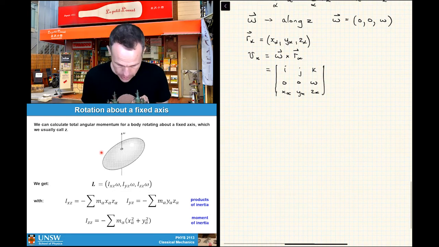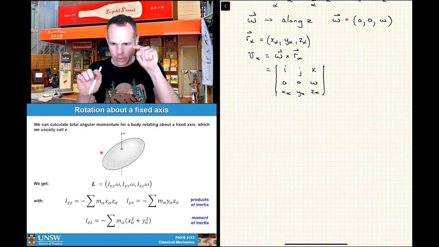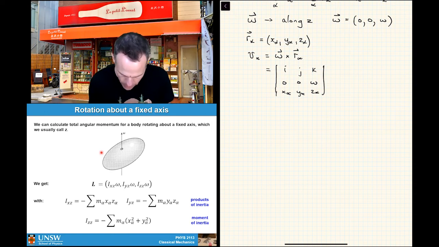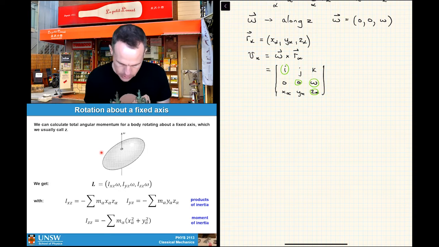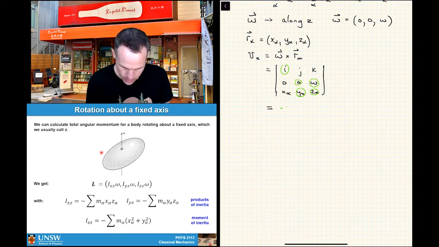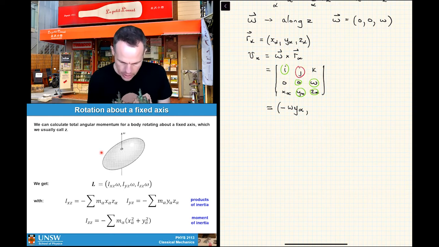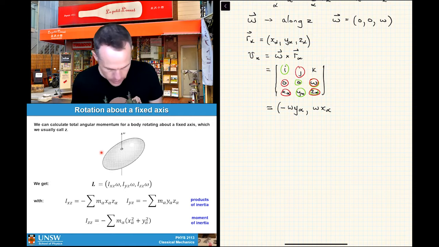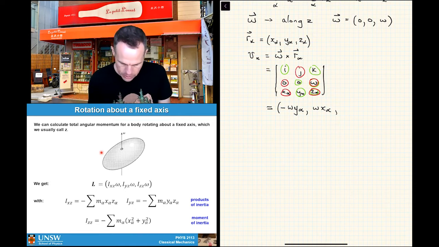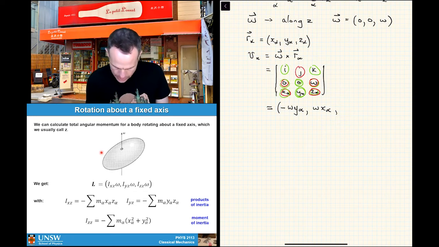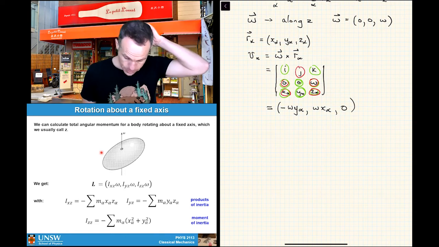And then you can work through this. It's a standard determinant setup, so it's i and the two terms off to the side here: this times this minus this times this. So that will get us minus omega y alpha in the i component. Then the middle one is j, and we do the cross the other way around, so this times this minus this times this. So it's going to be omega x alpha in that direction. And then the k is going to be this times this minus this times this, so 0 times 0 is 0 on the end. All right, so that's that.